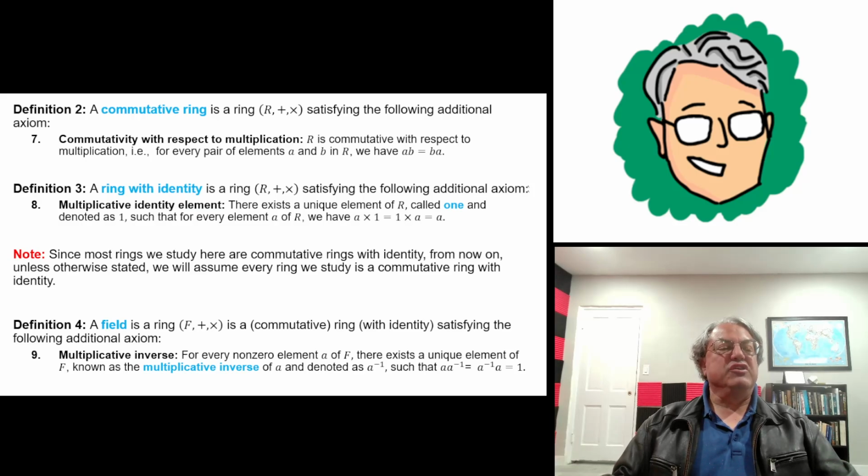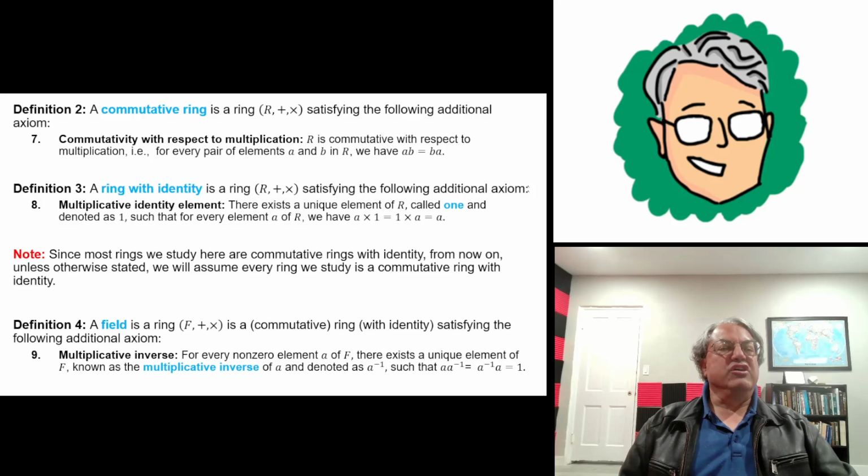Like I said, not every ring has to be commutative, but if it's commutative with respect to multiplication, we call it a commutative ring. That satisfies the seventh axiom, namely commutativity with respect to multiplication. If a and b are any two elements of your ring R, then ab equals ba. And then we have another special type of ring, which we call a ring with identity, or a ring with one sometimes.